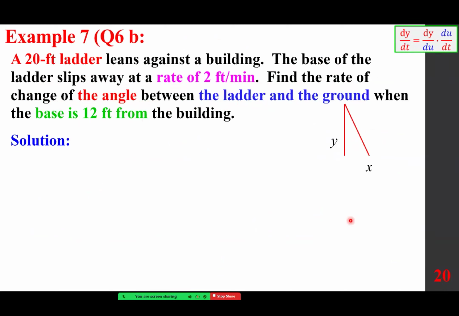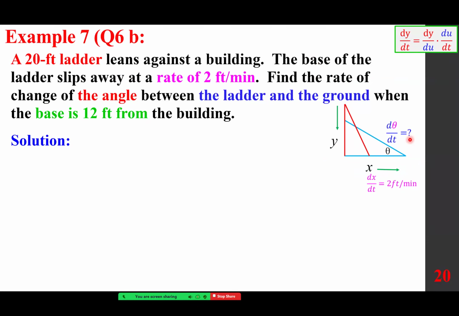So this is the wall or the building. This is the ladder. It slips away this way and it creates this shape, which is a right triangle. As it moves this way, y comes down. And this is the angle of interest. There are two angles. This is the one we want. The angle between the ladder and what? The ground. This is 2 feet per minute. That means dx dt. What is d theta dt? We are interested in calculating d theta dt.